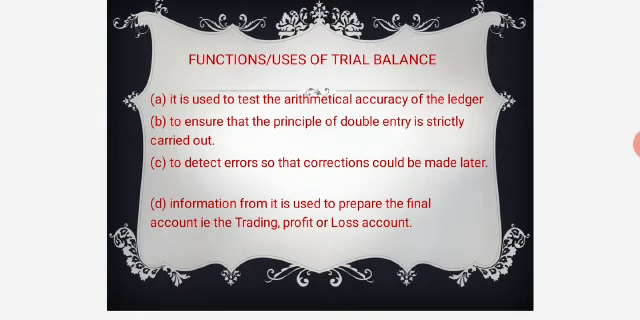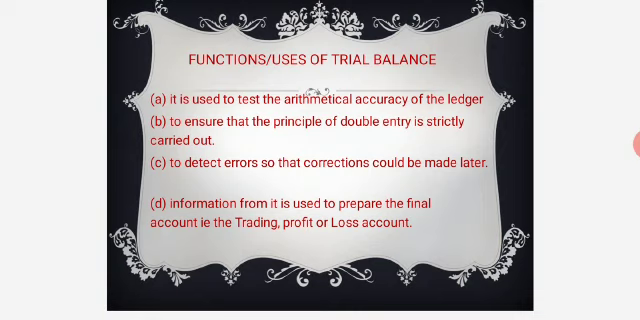B. To ensure that the principle of double entry is strictly carried out. The principle of double entry states that for every credit entry, there must be a corresponding debit entry. C. To detect errors so that correction could be made later.